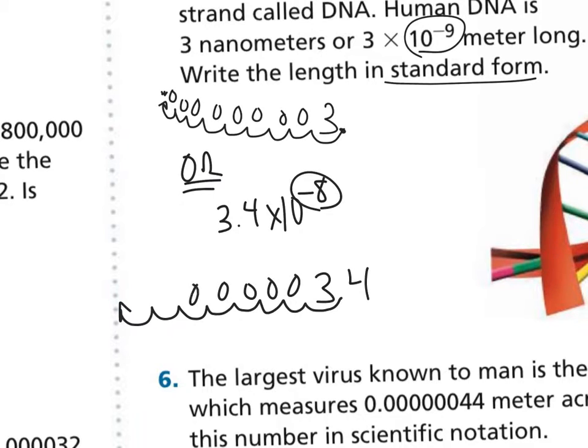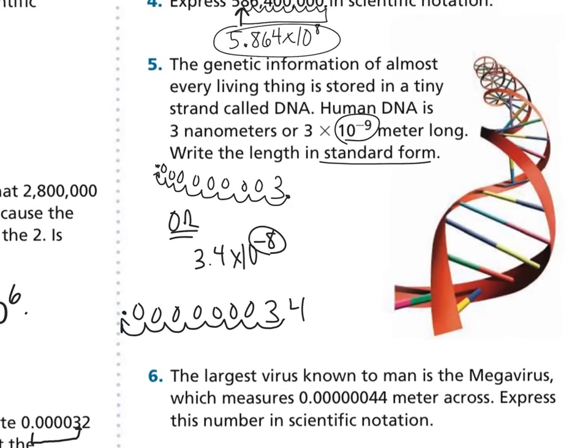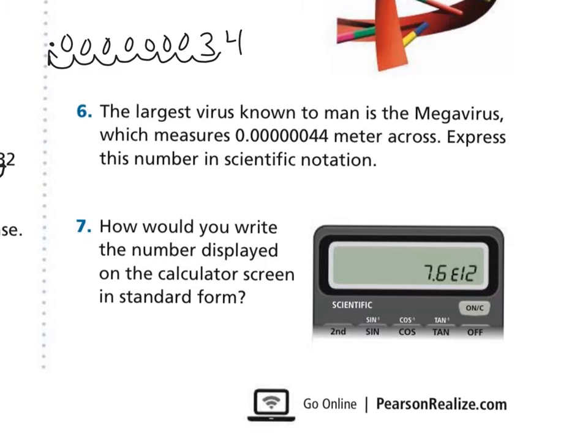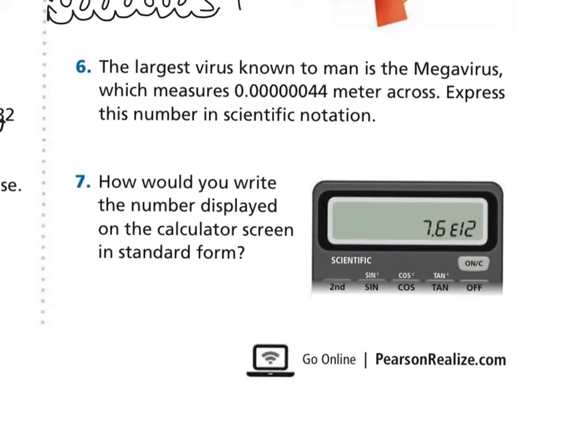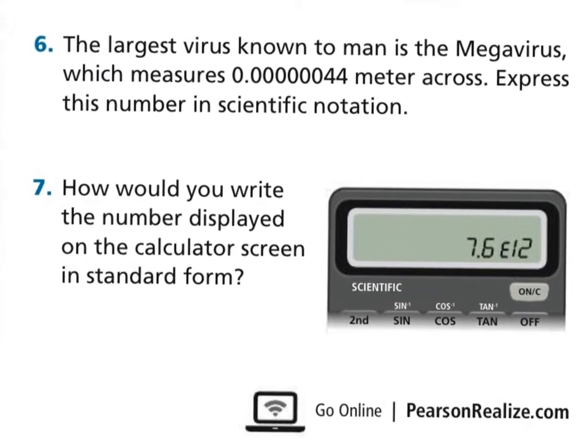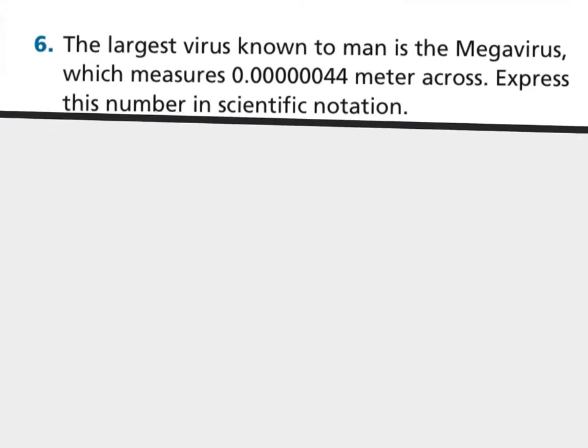So one spot gets us past the 3, and then we need 7 more zeros there before we put our decimal point. Number 6, the largest virus known to man is the megavirus, which measures this small part of a meter across, which we would never put in meters, I'm sure. Express this number in scientific notation.